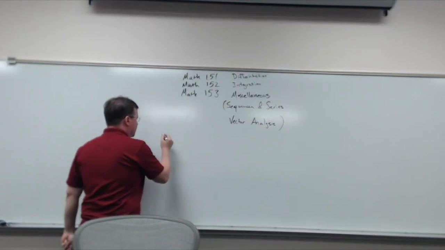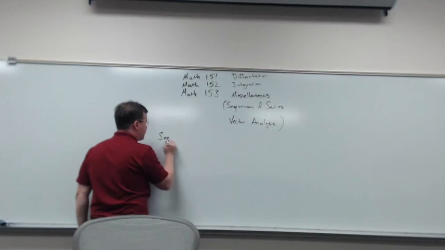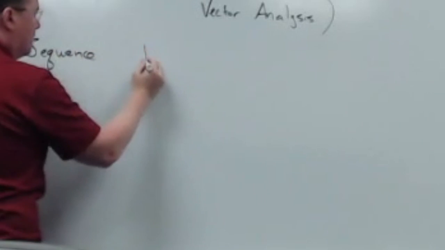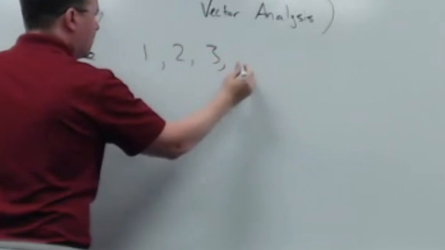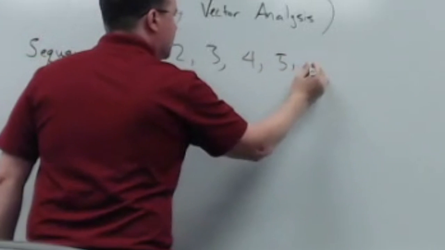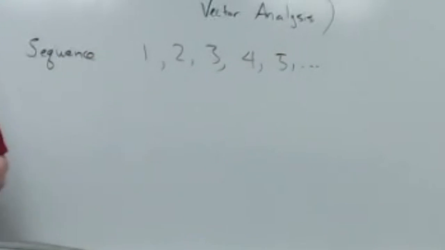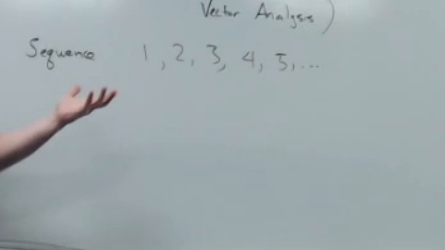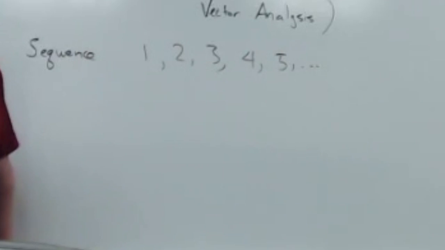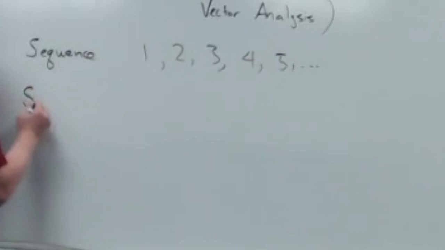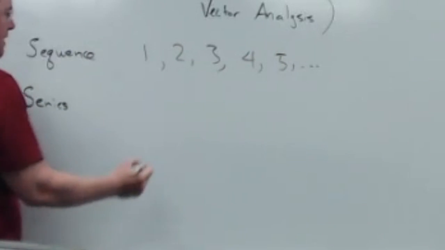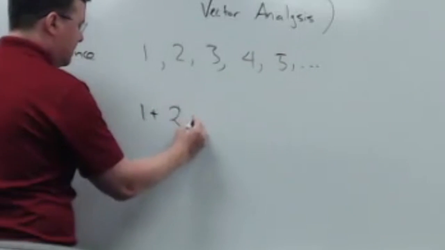So, for example, here's a sequence. 1, 2, 3, 4. That's probably the most basic sequence you can think of. This is the sequence that you learn in kindergarten, right? Just how to count. So this is your most basic sequence. A series almost looks like a sequence, except instead of these commas you have a plus.